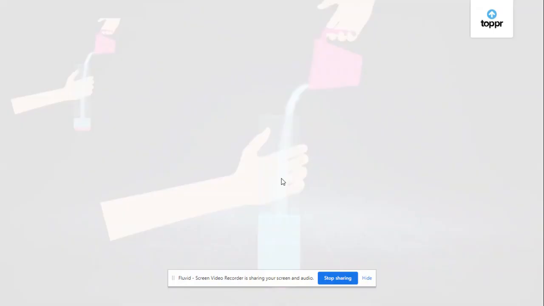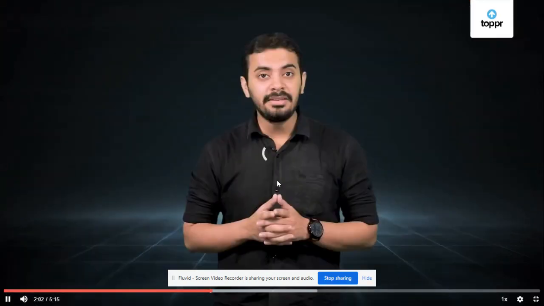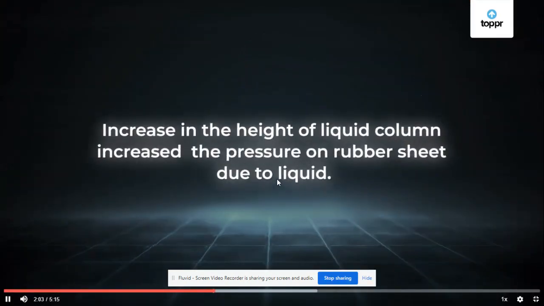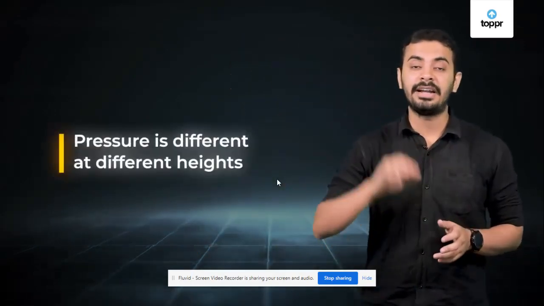From these observations, we can conclude that the bulging of the rubber sheet increases as the height of water in the pipe increases. This means the increase in height of the liquid column increases the pressure on the rubber sheet due to the liquid. Let's note it down as the first property of pressure due to liquids. This property also helps in understanding the fact that pressure is different at different heights.